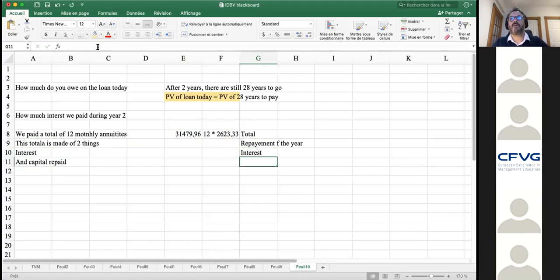Is there someone who is following what I'm doing, and how do you think we could find the repayment of the year here? Is there somebody who has an idea about how we can calculate the repayment of year 2? Somebody in the chat, maybe?